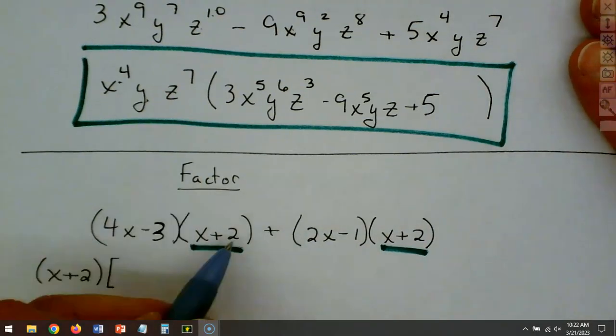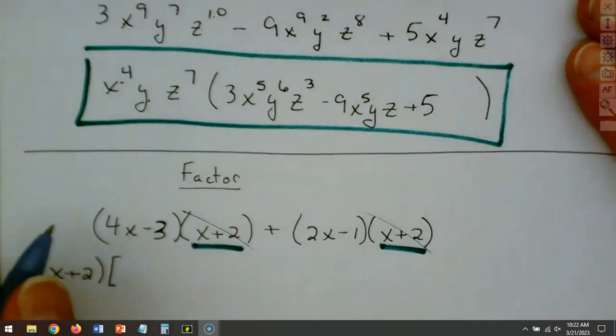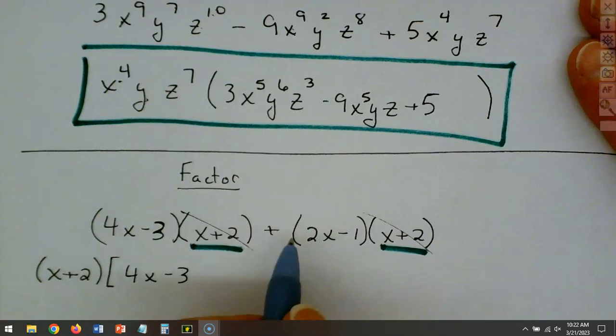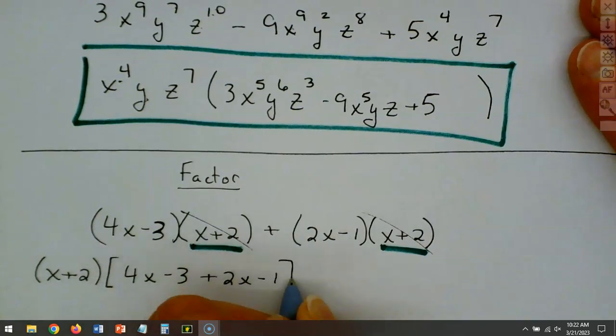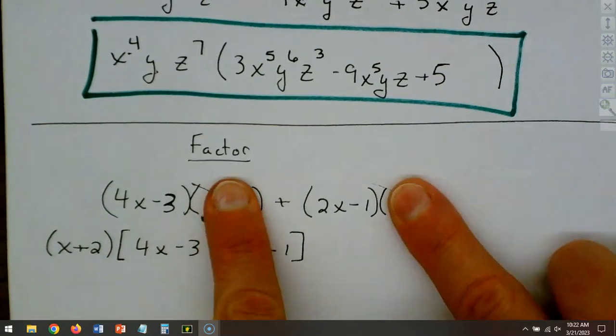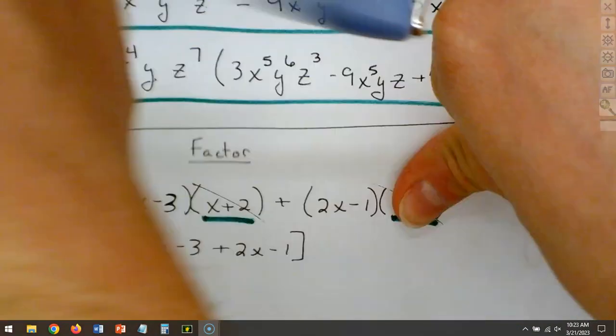So the x plus 2 and x plus 2's are gone. So what's left over? Well, we can just drop our parentheses. And that gives you a 4x minus 3 from that one. And then a 2x minus 1 from the second. Right? We just cross them out. We just crossed them out and we wrote down what was left over.